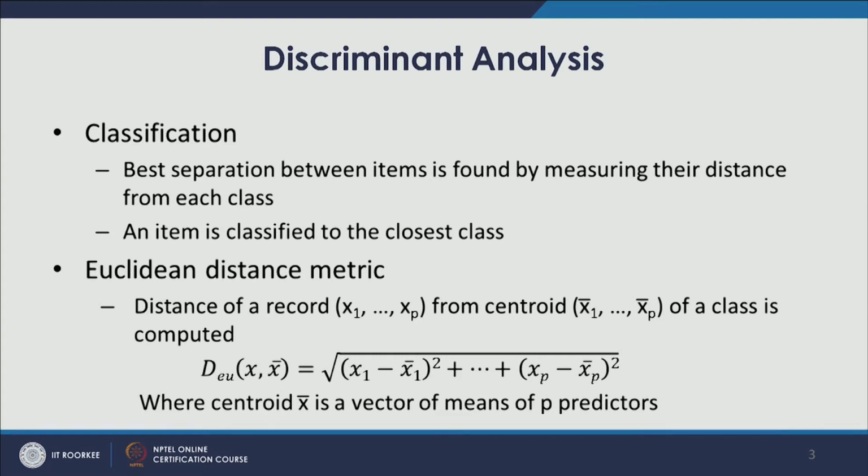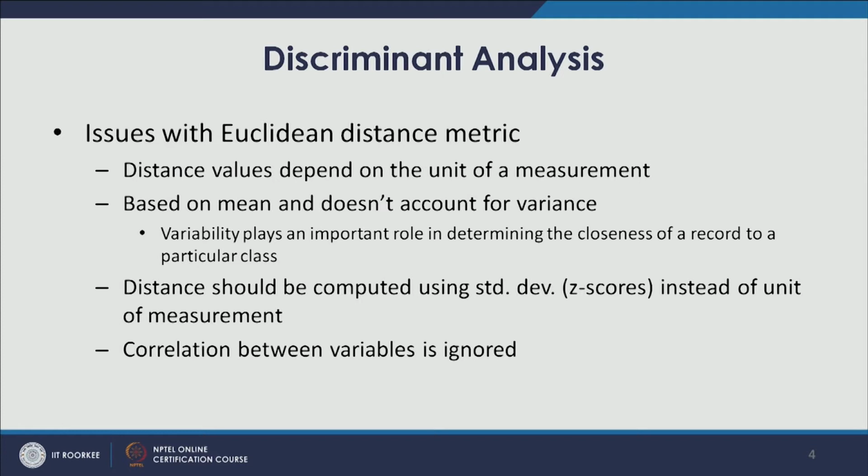So this is the formula, and this can be used as a distance metric for those calculations for each item and its distance from each of those classes, and then finally classification based on those computations. So the Euclidean distance metric is one that could be used, but as we have discussed before in KNN as well, there are a few issues with the Euclidean distance metric.